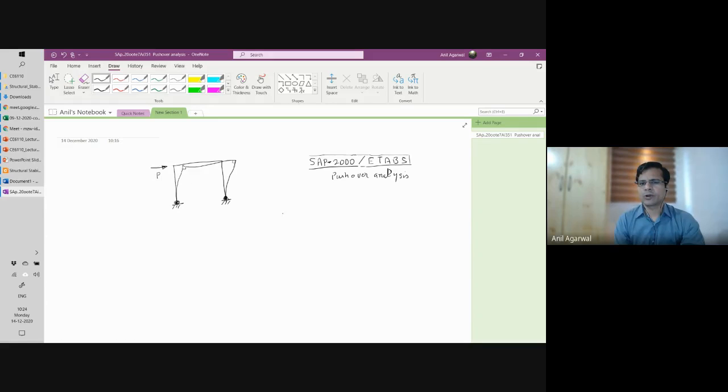So when you do a pushover analysis, basically what you do is you keep pushing it until the structure collapses in a way, right? And collapse is kind of a tricky term. So what it does is it assumes some kind of a lumped plasticity, lumped hinges.